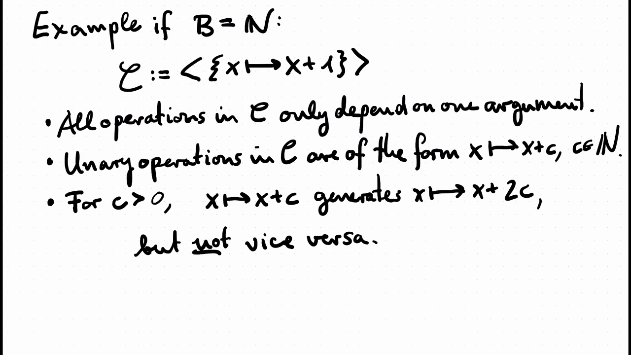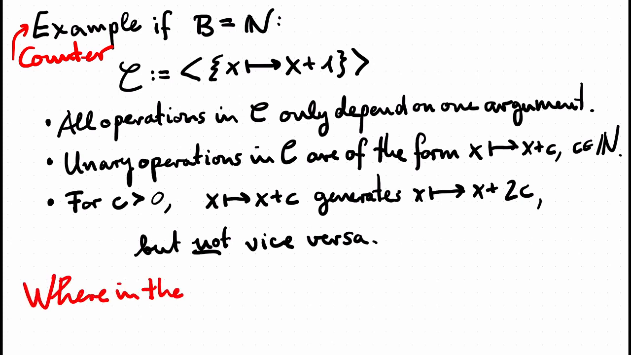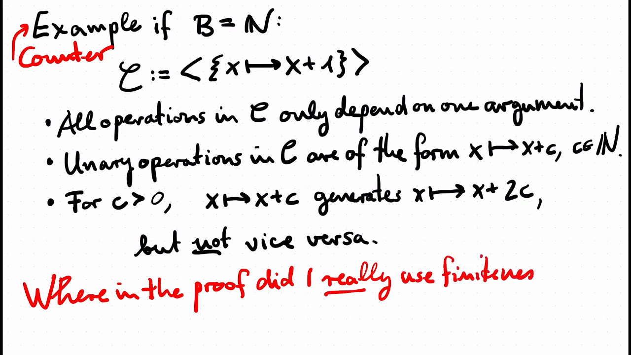So this is a clone which does not contain a minimal clone. My question to the audience is, where precisely did I use the assumption in the proof? Be careful with the answer. Probably this is a good question to keep in mind when you look at the proof in the script.